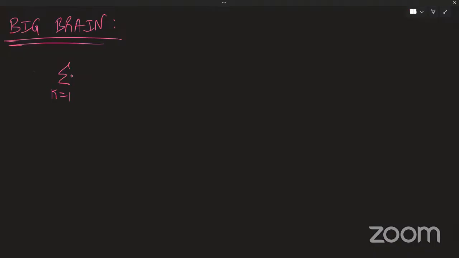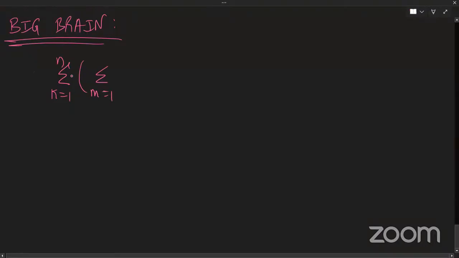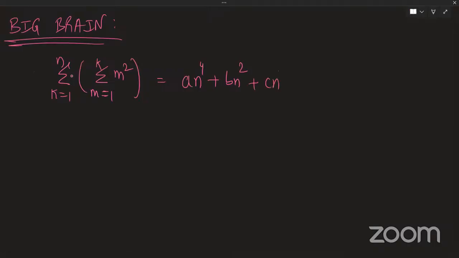See, sigma k is going from 1 to n. Inside that, sigma m is going from 1 to k, m square. And this value is equal to a n raised to 4 plus b n cube plus c n square plus d n plus e. This is what you have? Yes, sir.